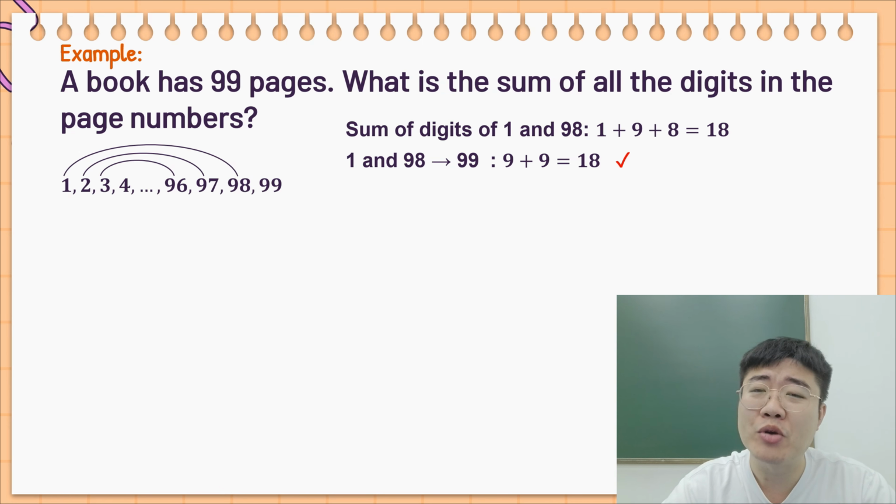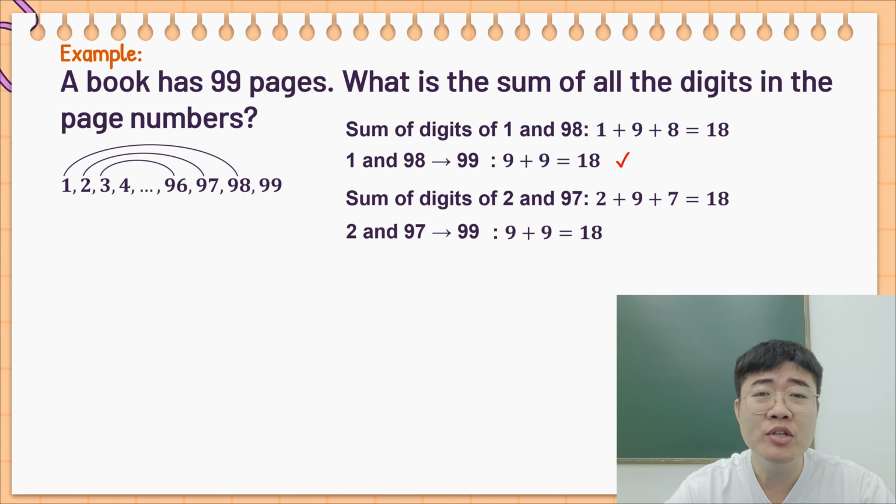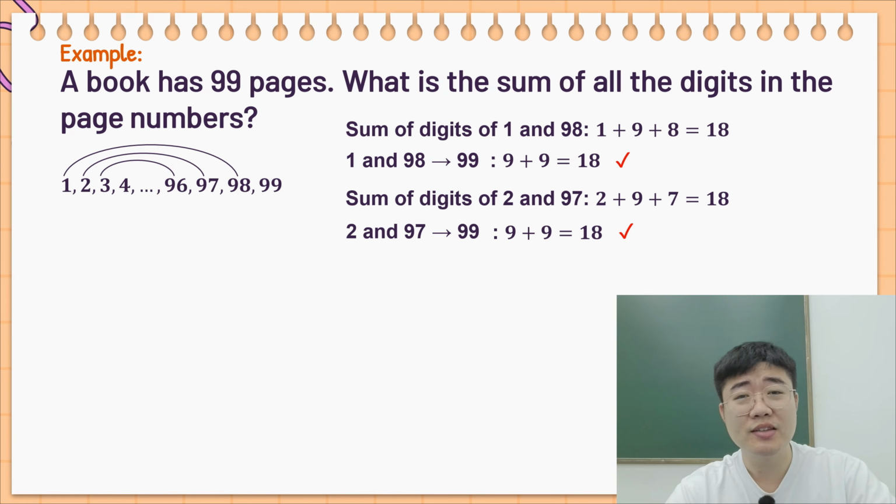Now let's try one more group. The next group, 2 and 97. What's the sum of digits? Yes, we can do 2 plus 9 plus 7. The total is 18. Now after we place them into one group, 2 plus 97, this is also 99. So the sum of digits is also 18. So compare between these two, we can see the sum of digits has also remained the same. So after knowing this, now we know that every group, the sum of digits is 18.